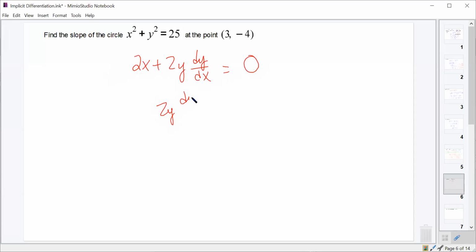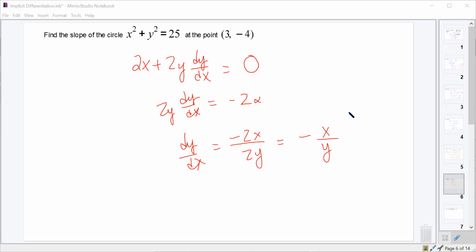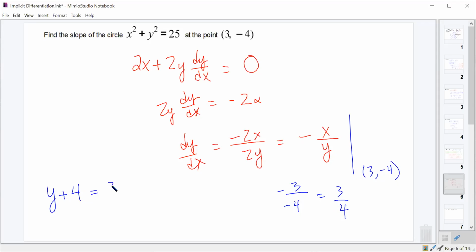So we'll subtract the 2x. 2y dy dx equals -2x. And we'll divide by the 2y. So dy dx equals -2x over 2y, or simplify it to -x over y. And then we want to know the slope at the point 3, -4. So we'll just plug in 3 for x and -4 for y to get 3/4. And if we wanted to, we could go in and say, this is the line, y plus 4 equals 3/4 times x minus 3. This is what it asked for, was the slope. But it'd be nice to know what the actual equation was.